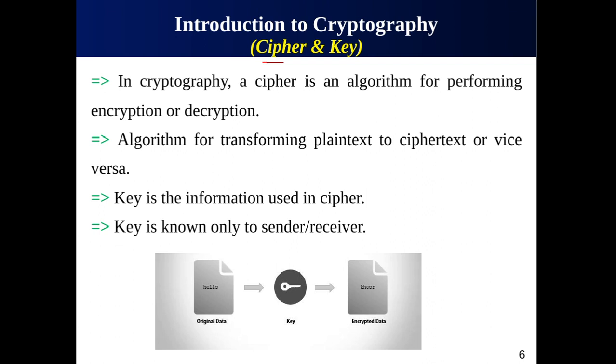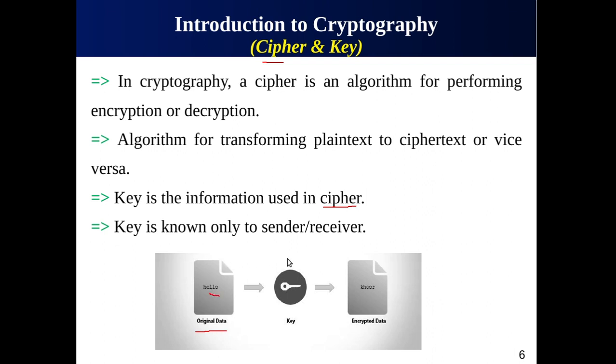But algorithm alone is not sufficient. Remember, there are two things: the algorithm and the key, which is the secret information used in the cipher, in the algorithm. And this secret must be known only to the sender and in some cases to the receiver, depending whether you are using public key or private key. So actually the key is the information which is used in the process of encryption and decryption. Here you can see we have a plain text original data, hello.